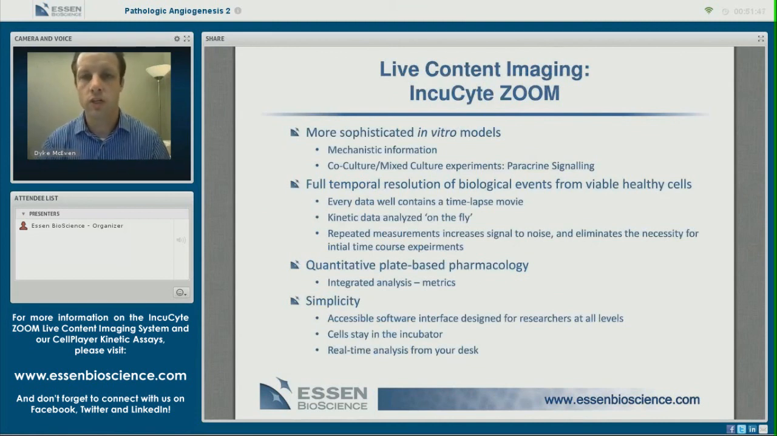And when we use these in conjunction with our InQSight Zoom, it provides a very information-rich live content approach to studying sophisticated in vitro models, where we can generate mechanistic information, look at paracrine signaling, and generate full temporal resolution of biological events from viable, healthy cells that are unperturbed. I showed you the quantitative plate-based pharmacology that we can generate, as well as the software being very intuitive, simple to use, and the cells, importantly, staying in their native environment in the incubator throughout the duration of the assay.